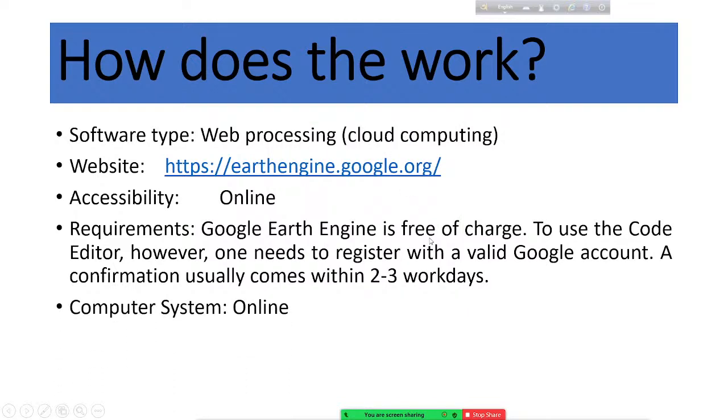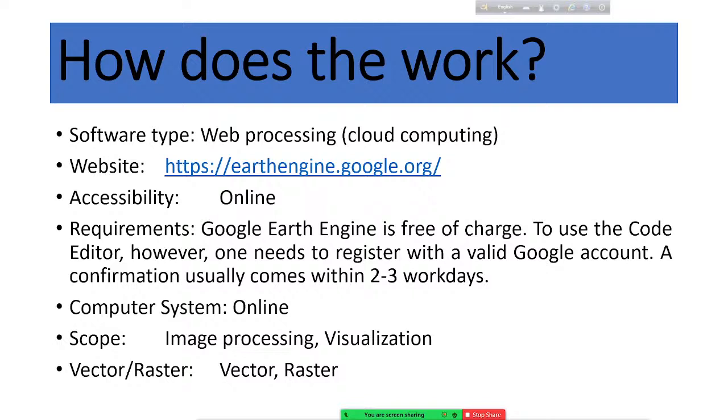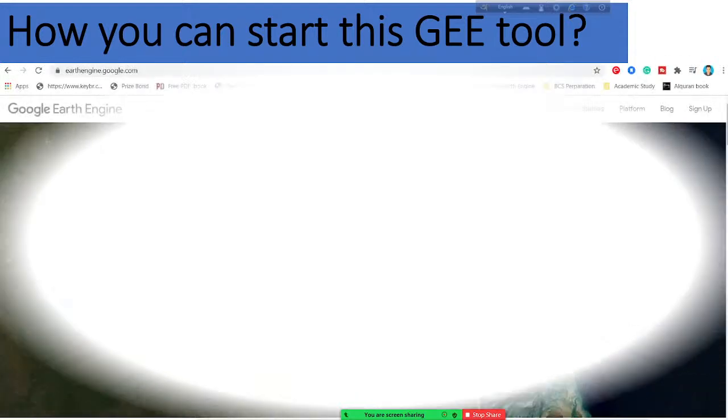Your computer system must be online, and the tool is mainly used for image processing and visualization, and it also works with vector and raster data. So how can you start this tool? I hope you can already do these things. How can you easily register with your Google Earth Engine account? It will be very easy.